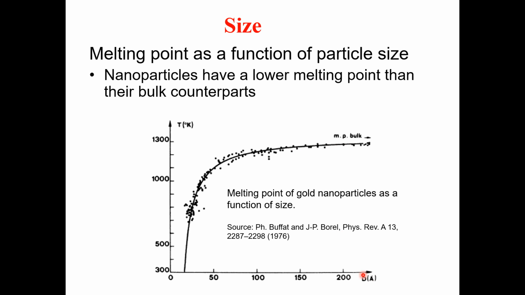Here, this is the diameter of the materials in angstroms, and this is the melting point in Kelvin. You can see that with the reduction in size, the melting point is reduced. So with the reduction in size, it not only affects the optical properties of the material, but it also significantly affects the melting point of the material as well.